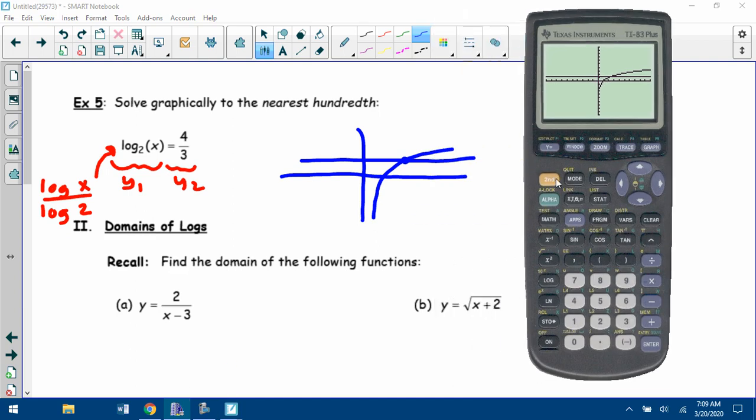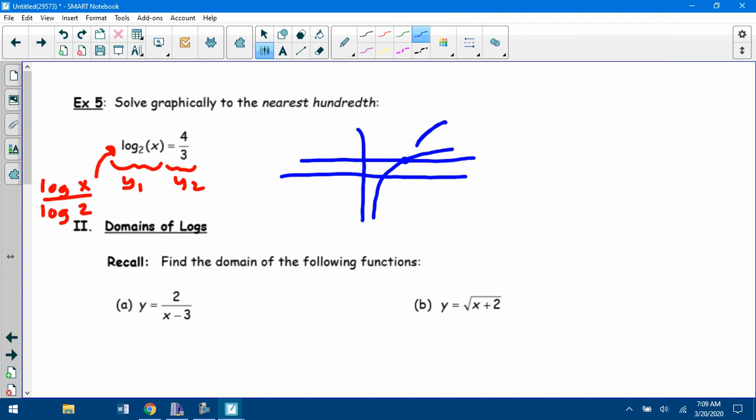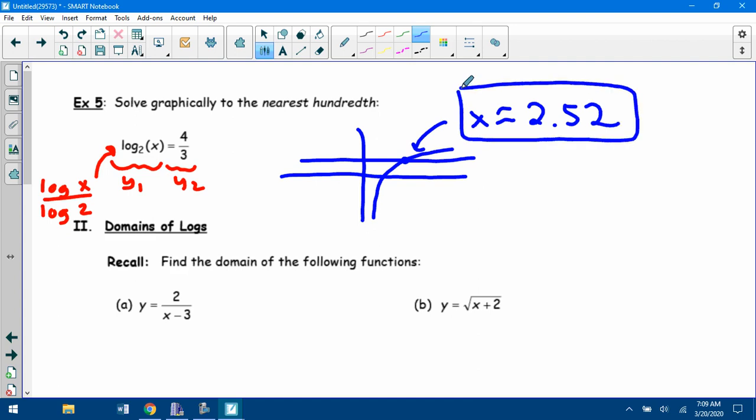So I'm going to go second calc, intersect. Now if you just try to hit enter right now, it's not on the curve yet. So arrow over to the right a little bit until you start seeing the cursor, then hit enter. Hit enter again. Go over to where you think your answer is, enter. And I get, it's always the x value that I'm trying to solve for. So to the nearest hundredth, it'd be 2.52. Okay, so in the directions on your homework, when you see the graphically one, that's how I want you to do it.